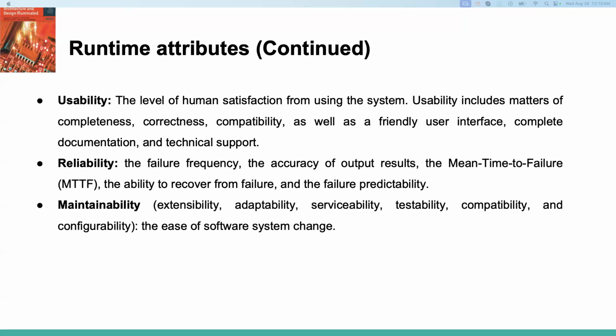Finally, we have maintainability, adding new features or adapting to new environments. It includes aspects like extensibility, adaptability, testability, and configurability. A maintainable system is like a flexible toolkit, ready to evolve as needs change. Together, these attributes ensure that the software not only meets today's needs, but is also ready for whatever tomorrow brings.